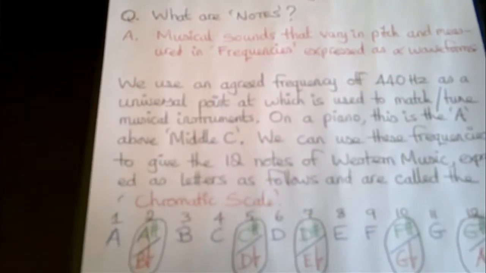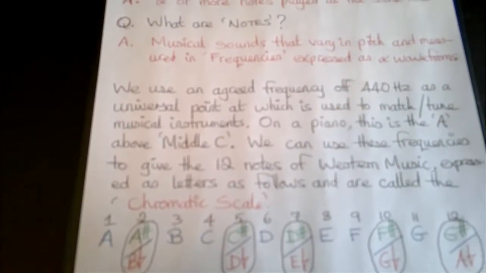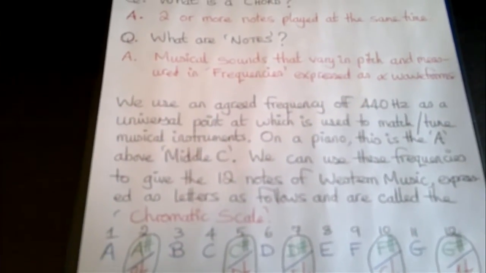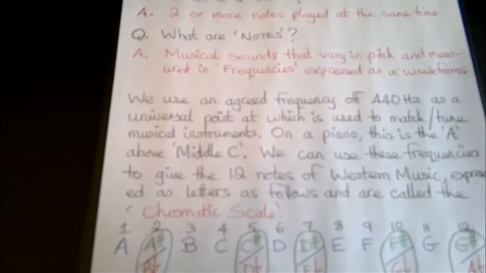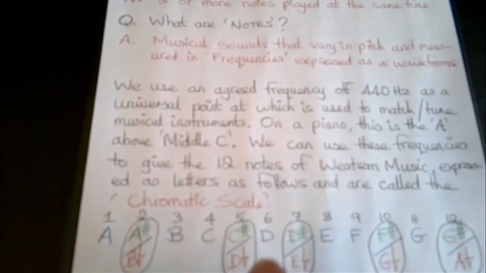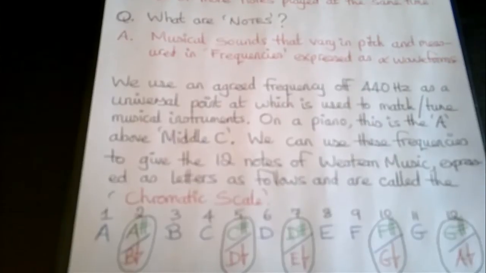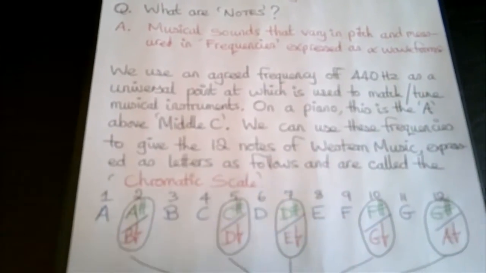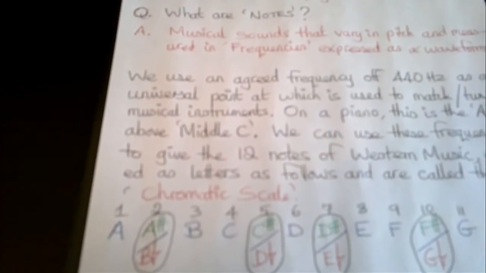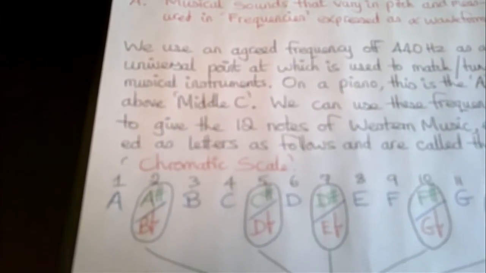Now, this next technical bit here, don't get too worried about it. We use an agreed frequency of 440 Hz as a universal point at which to tune and match musical instruments. Now, I'll show you that on a piano in a minute. On a piano, this is the A above middle C. We can use these frequencies to give us the 12 notes of Western music, expressed as letters as follows, and are called the chromatic scale.